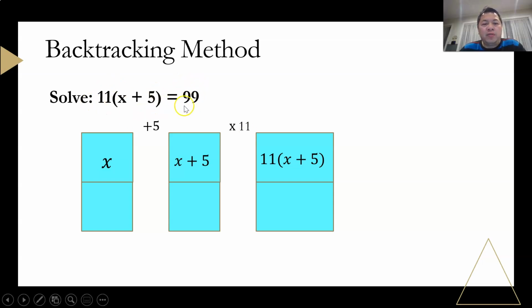So now I will need to substitute 99 back into this equation here. So now I will backtrack. This skill is called backtracking. So 99, instead of times 11, I have to divide by 11. That's how I get 9. Instead of plus 5, I have to minus 5. That's how I get 4. So 4 is the answer. You can always substitute this value into the equation to check whether it's correct. 4 plus 5 is 9. 9 times 11 is 99.